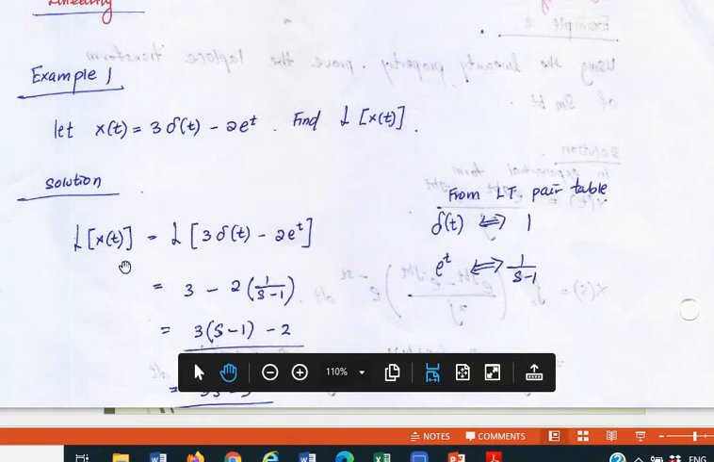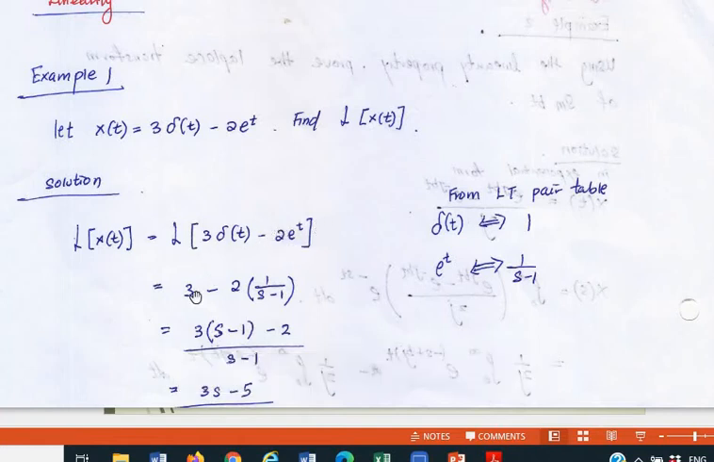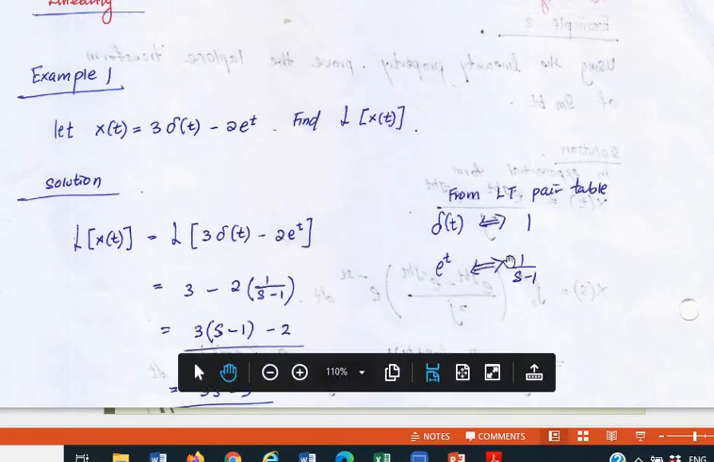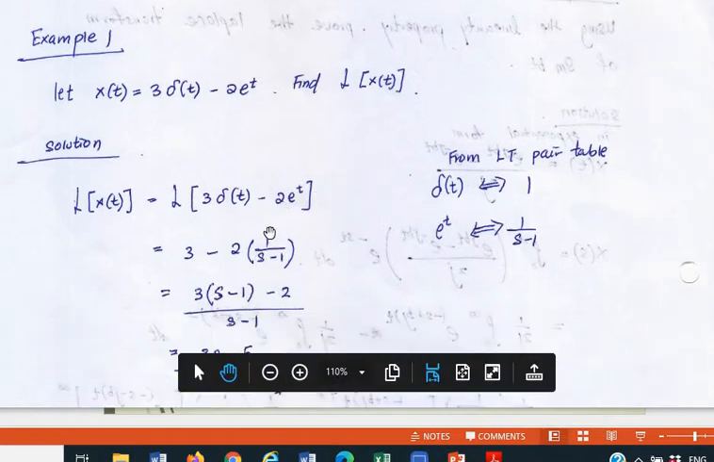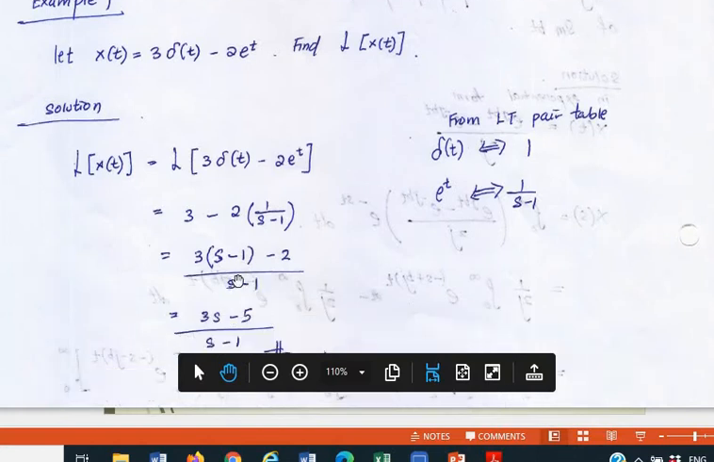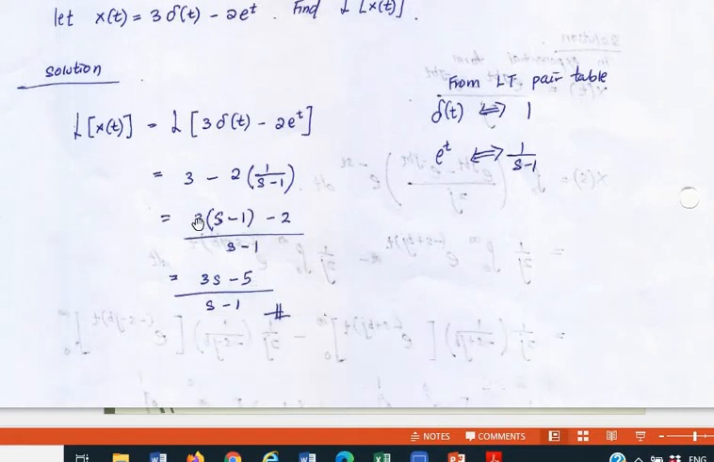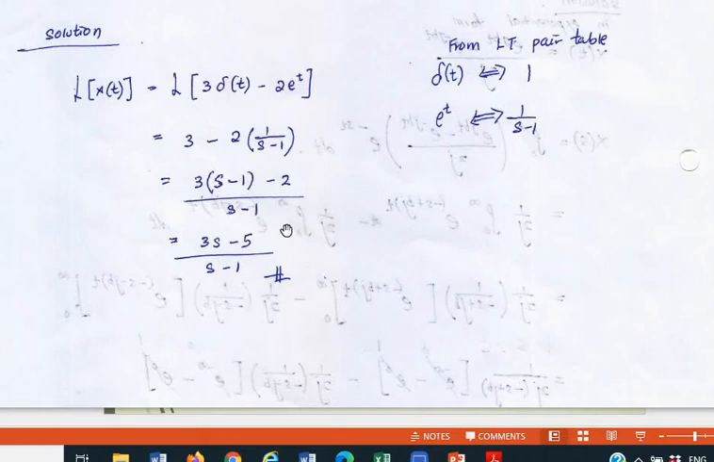So the Laplace transform of x(t) is the Laplace transform of 3 delta(t) minus 2 e^t. For 3 delta(t), the transform of delta is 1, so 3 times 1 gives 3. Then 2 times 1 over s minus 1 gives 2 over s minus 1. Multiplying in, you get 3(s minus 1) minus 2 over s minus 1, where s minus 1 is the denominator. Simplifying, you get 3s minus 3 minus 2, so (3s minus 5) divided by (s minus 1). This is the answer for the Laplace transform of x(t).